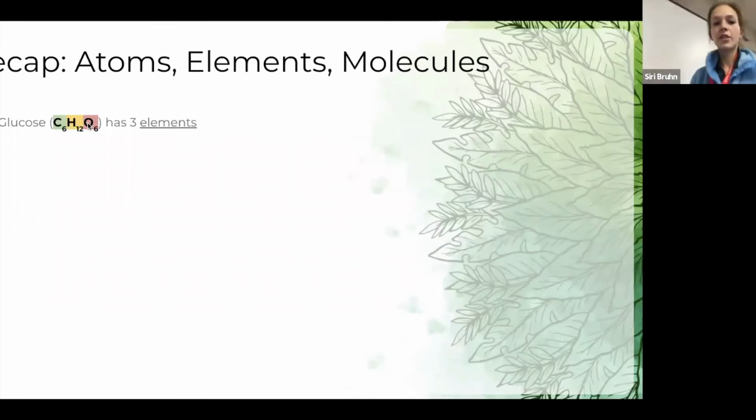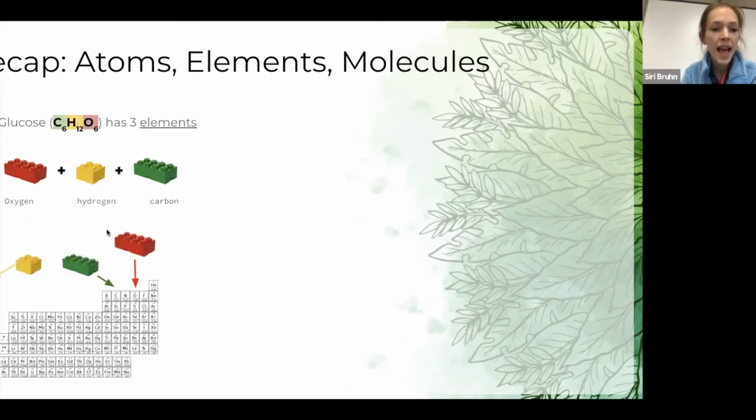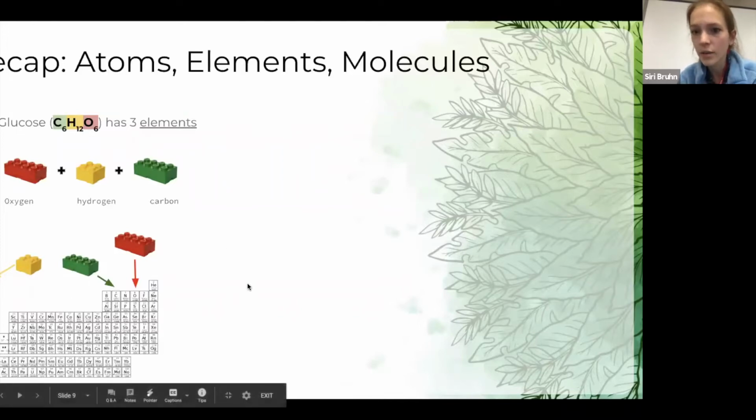So I represented those in my Lego version as 3 different colors of Legos. Green for carbon, red for oxygen, and yellow for hydrogen. So I said that a Lego itself is an atom, but a color of Lego, a type of Lego, is an element. And I showed that I could find those types on my periodic table. So if I wanted to complete this analogy, I would need like 140 colors of Legos because there's a ton of different elements.